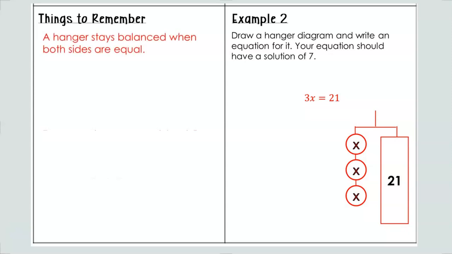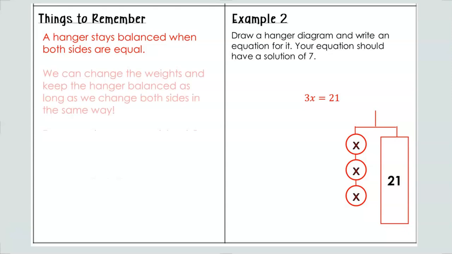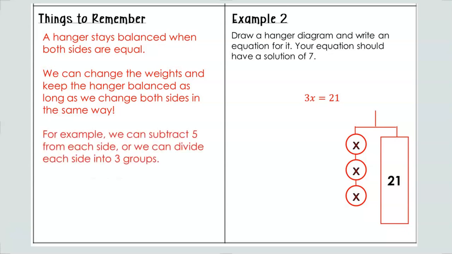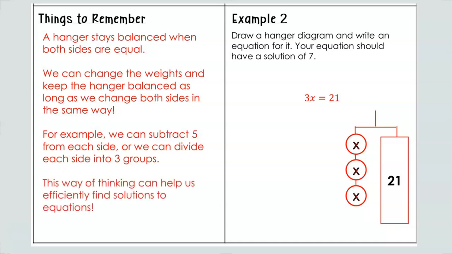Things to remember. A hanger stays balanced when both sides are equal. We can change the weights and keep the hanger balanced as long as we change both sides in the same way. For example, we can subtract 5 from each side, or we can divide each side into 3 groups. This way of thinking can help us to efficiently find solutions to equations.